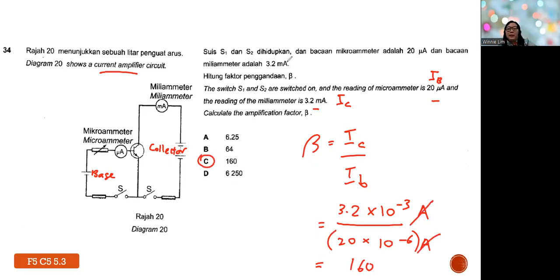So again, for this question, you not only need to know the amplification factor formula, collector current divided by base current, you also need to know milli stands for 10⁻³, micro stands for 10⁻⁶, and you have to change it when you sub. If not, then you will get the wrong answer.